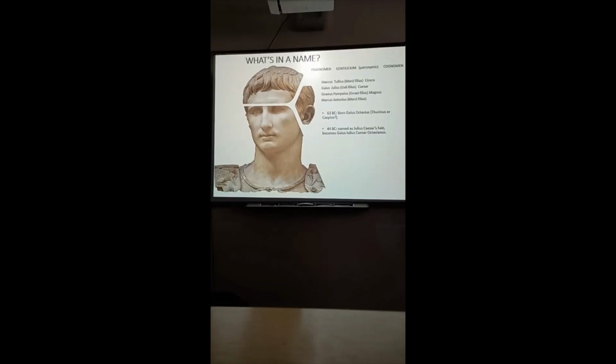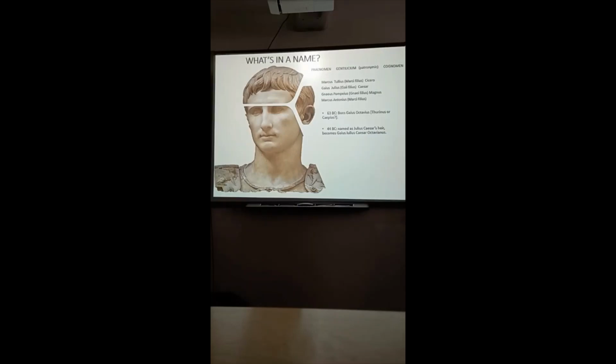You have a praenomen, so your first name, so Marcus, Gaius, Gnaeus. You have the gentilicium, which is your family name, the gens. So Tullius, Julius, Pompeius, Antonius. You can have a patronymic, which is who your father is. And normally with Roman naming practices, as you see in inscriptions, it will say son of, and then give your father's first name, because the understanding is you have the same family name. And then you have the cognomen, a surname, effectively. So we have Marcus Tullius, son of Marcus, Cicero, Gaius Julius, Caesar, Gnaeus Pompeius, Magnus, and then we have Mark Antony, Marcus Antonius. But that's kind of the standard practice.